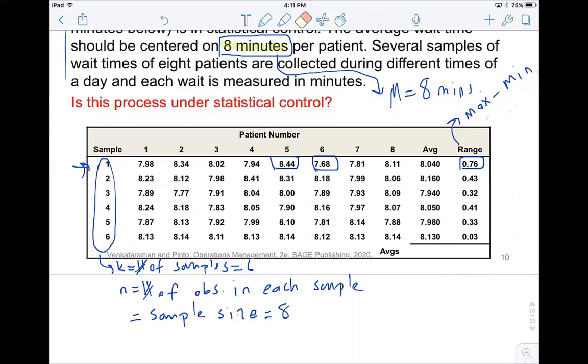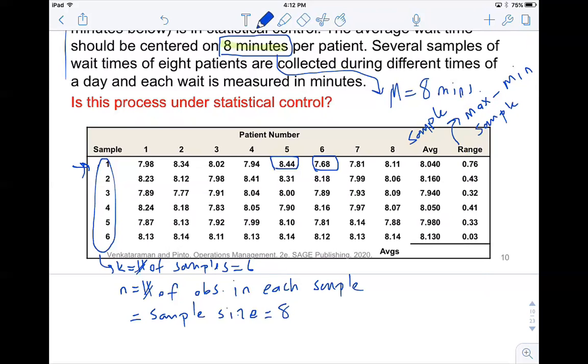You do the same for other samples too. You look at the max value and the min value, and then you take the differences, and that will be your range value for each sample. We will need sample averages and sample ranges when we try to calculate our center line, our upper control limit, and our lower control limit in mean and R chart.